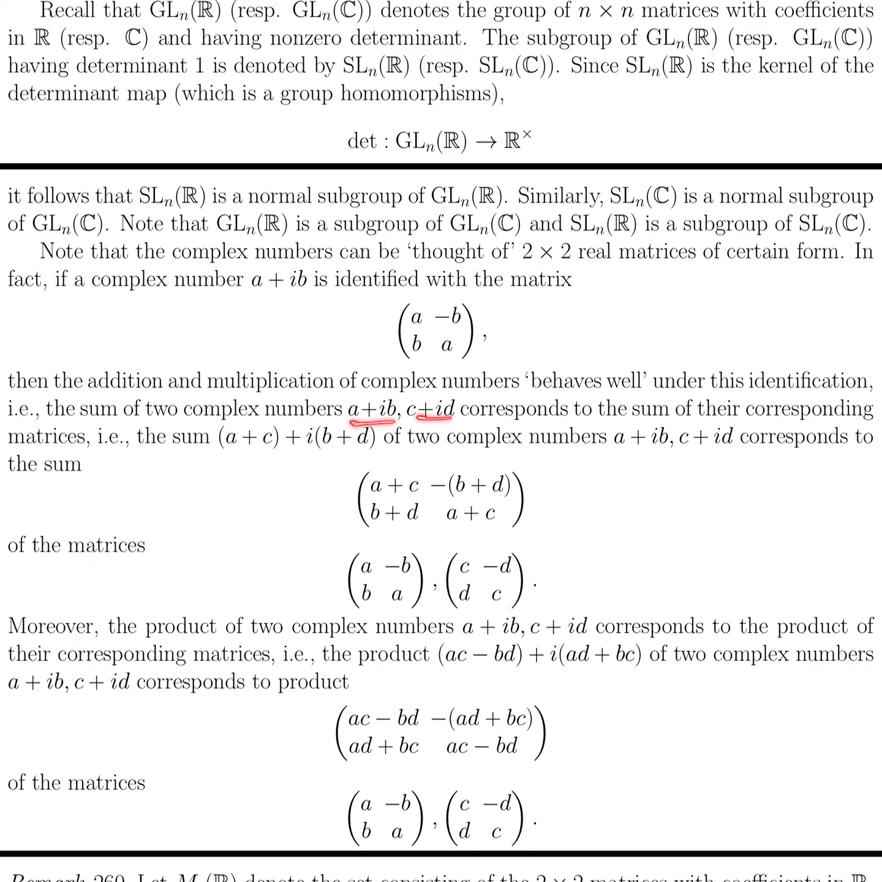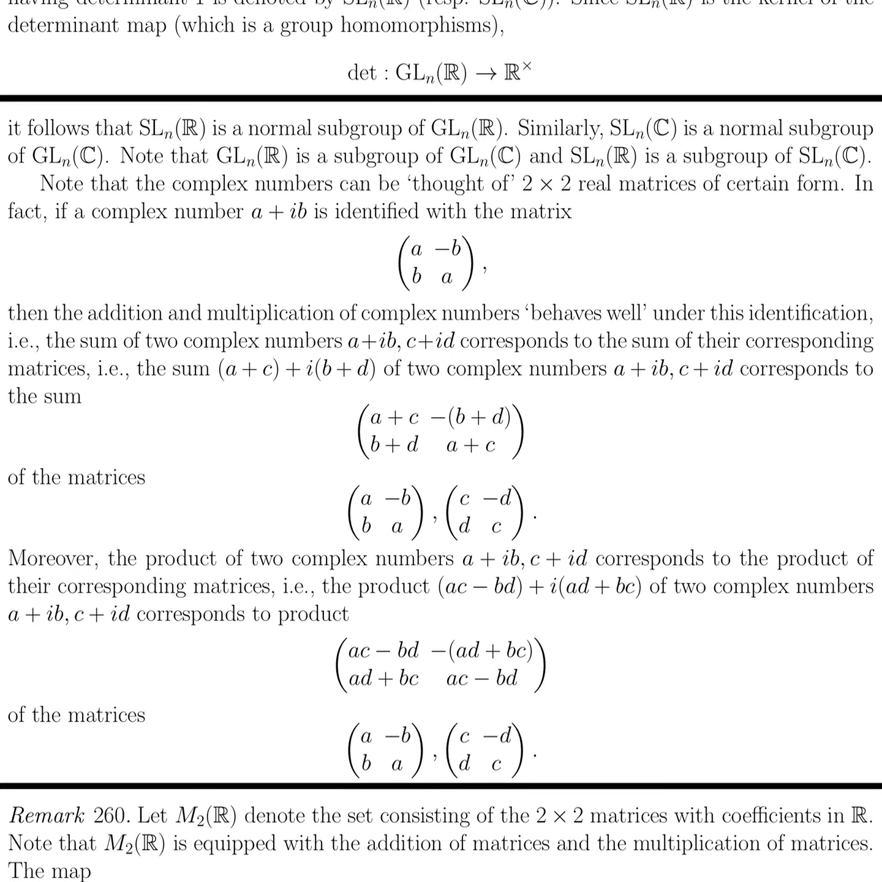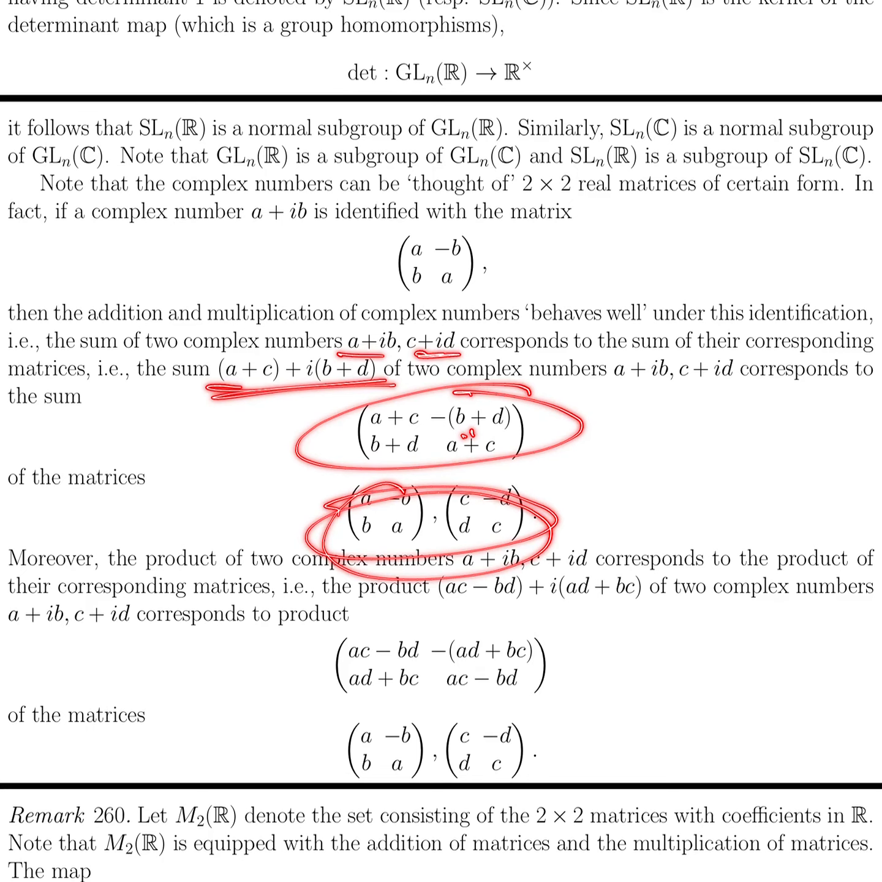Because if you take two complex numbers a plus ib and c plus id, and look at their sum, which is this, and on the other hand look at the matrices corresponding to these two complex numbers by this identification, then they are this. And the matrix that corresponds to the sum of the complex numbers is exactly equal to the sum of the matrices that correspond to these two complex numbers.